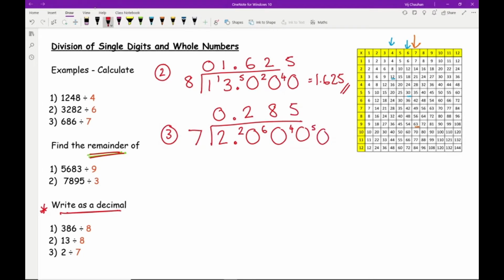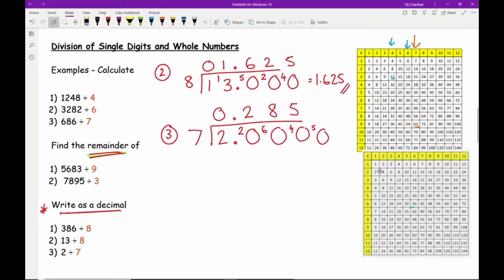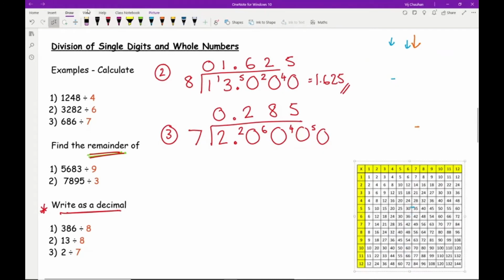And I'm going to slowly run out of space. So let me just move. Oh, it's not letting me. Yeah, it is. Move this down. Let me just get rid of all of this. And let's have a look at what happens.